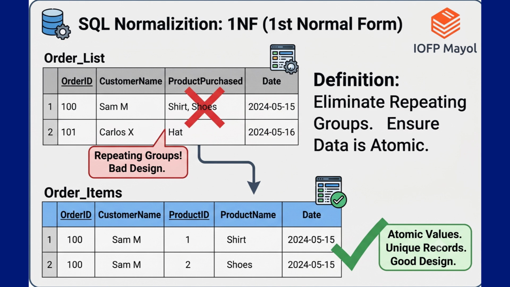The first normal form fix, shown at the bottom, transforms the table so that every column contains only atomic values. This means each cell holds only one distinct piece of information. We split the repeating data, creating unique records for each item in the order. Order 100 now occupies 2 distinct rows.